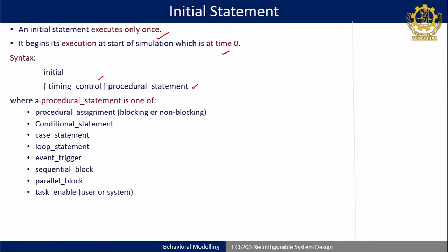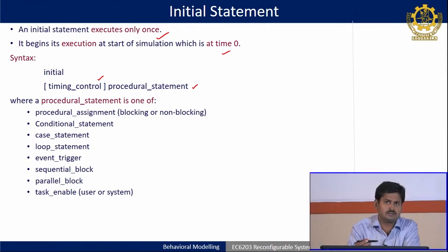In behavioral modeling, initial and always are the two main mechanisms for procedural constructs. Then we have to discuss in detail timing control, and then in detail the procedural statement. If we cover these three, then our behavioral modeling is almost over. Today I plan to complete up to timing control. Procedural statements we can see in the next class.